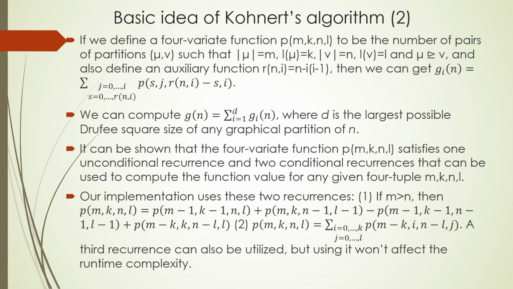And to calculate the function P(m, k, n, l), we can use several recurrences. Kohnert gave us 3 recurrences. We actually just need to use 2 of them listed here. The third one can actually also be used, but it won't affect the time complexity.